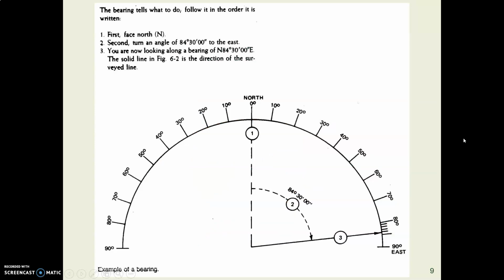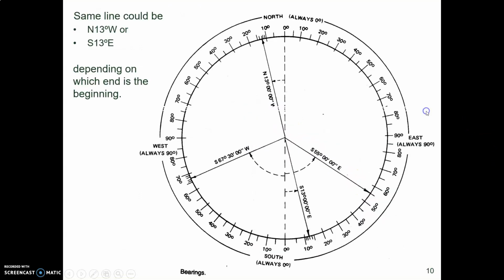That bearing tells you what to do in the order that it's written. So for example, north 84 degrees 30 minutes east. Start with the north, go a certain distance to the east. And you get to choose whether you want to start with the north or start with the south. You can describe a line either way.